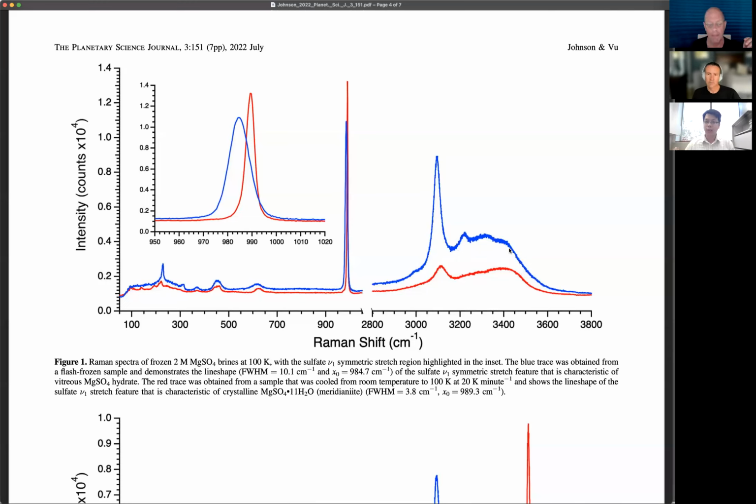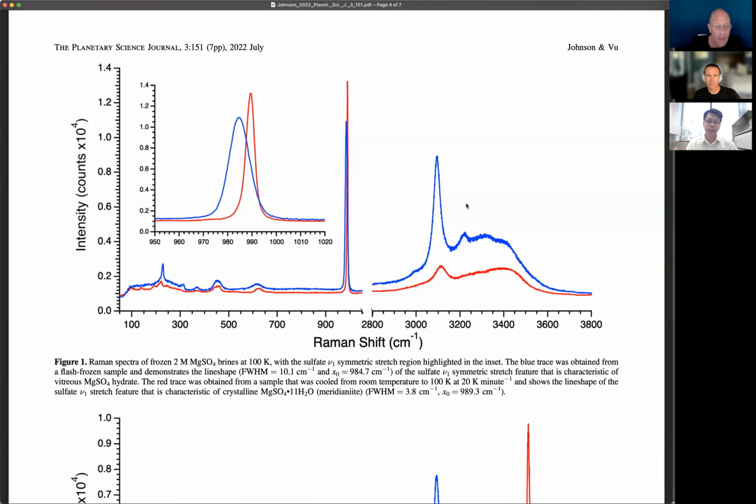We do not make amorphous ice in any of these experiments. Amorphous ice is rather hard to make. So it's worth keeping in mind as we go along that the samples we have are a mixture of crystalline ice plus crystalline or glassy salt. So that's the 2 molar solution.